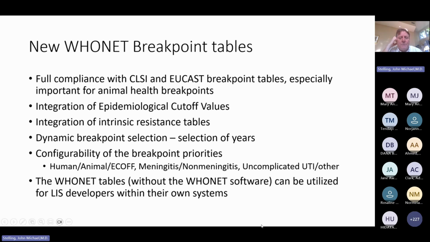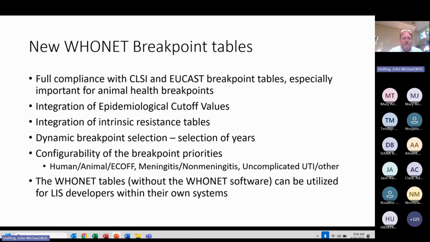The CLSI tables were getting more and more complicated, especially for things like the veterinary breakpoints, where there would be E. coli breakpoints for, I think, horses, but dogs did not have an E. coli breakpoint, just an Enterobacterales breakpoint. And with our old tables, it was getting too complicated to manage those. So for full compliance with CLSI and EUCAST, we have made these new tables.